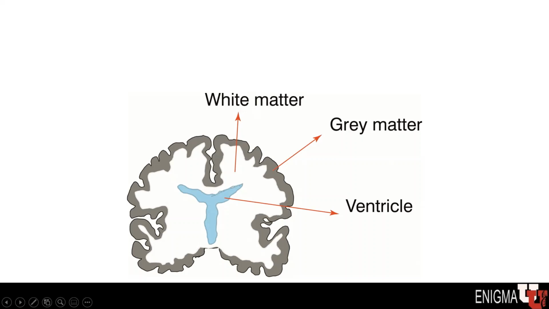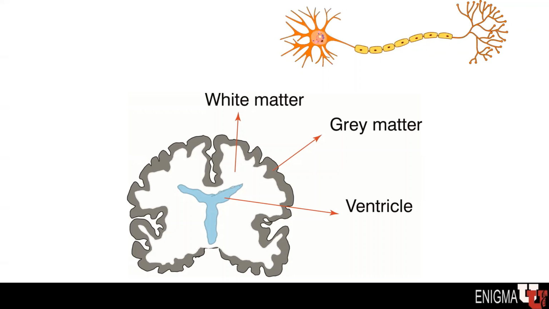Let's think back to the structure of the neuron. Remember, we have our neuron cell bodies here and the long axons here. Well, the cell bodies of each neuron actually comprise the gray matter. The gray matter is made up of mostly neuron cell bodies. Meanwhile, the white matter is mostly comprised of neuron axons. So remember, the axons allow the neurons to communicate with other neurons.